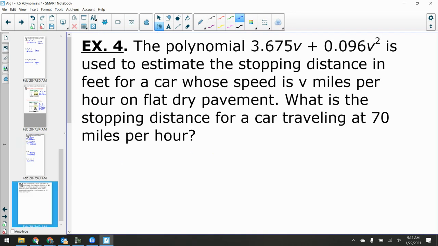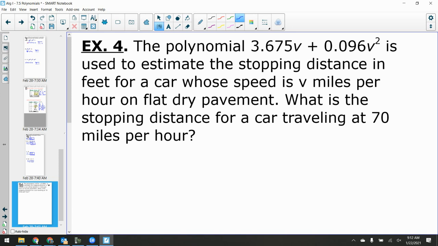I'm sorry, I'm not going to give you hardly any time to work. The polynomial is used to estimate stopping distance in feet for a car whose speed is v miles per hour on flat, dry pavement. Yeah, stopping distance, and this is how they calculate how long yellow lights need to be, because they need to calculate how long that would need to make you stop. It says, what is the average stopping distance for a car traveling at 70 miles per hour?